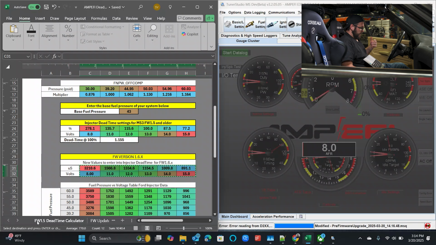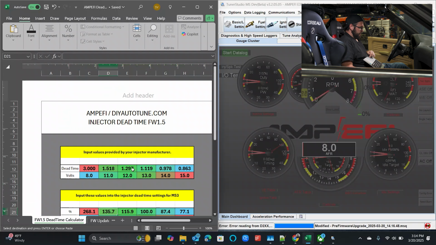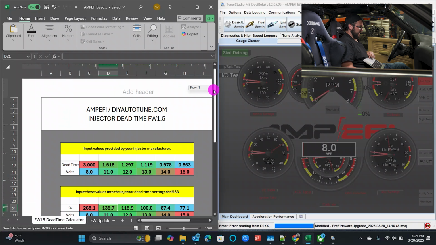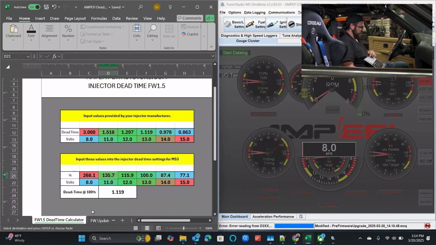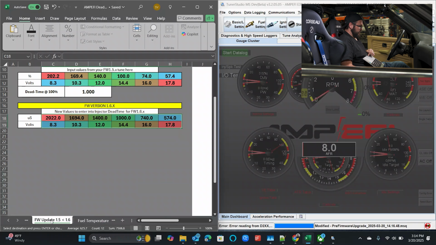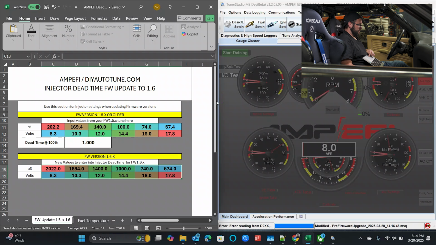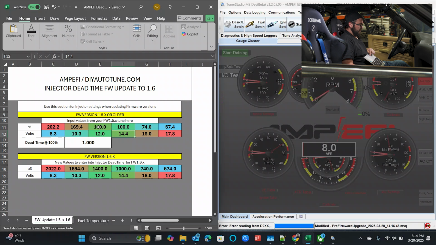So in this spreadsheet, and this is my spreadsheet, so you guys don't have all of these pages, but we've got this 1.5 firmware calculator that's going to calculate for you if you've just got some basic injector settings. Here's the firmware update page, and this is when moving from 1.5 to 1.6. You're simply going to take your values directly out of your 1.5 tune, put them into the spreadsheet here up top, and then it will spit out values for you to input into 1.6.